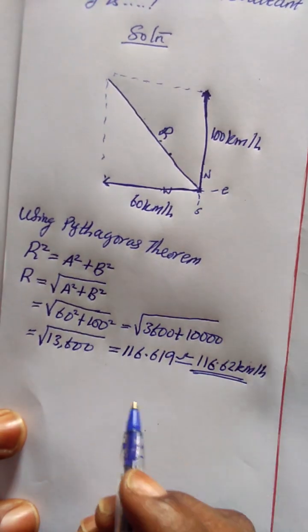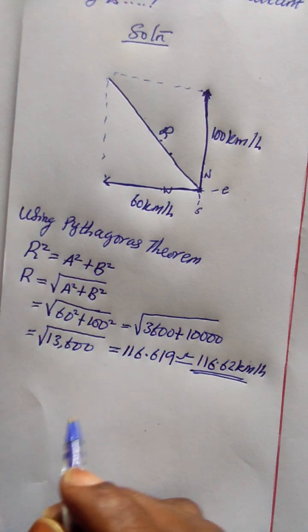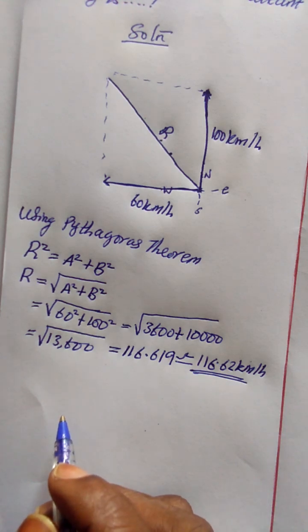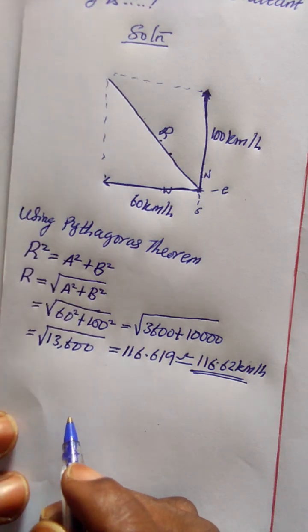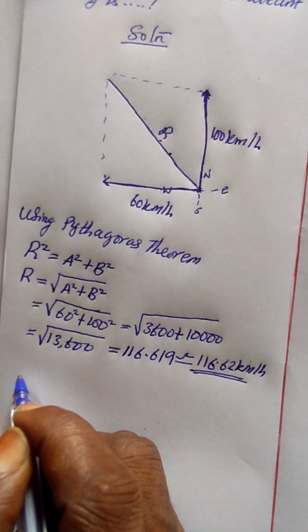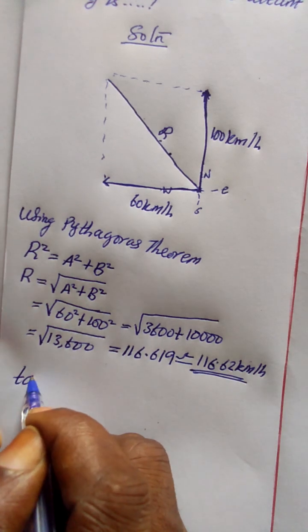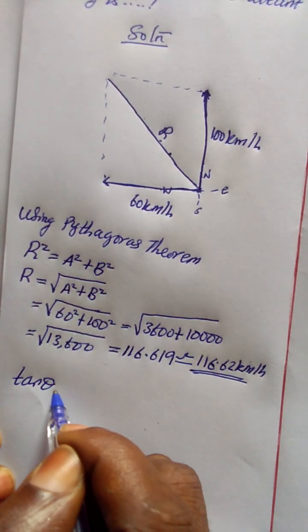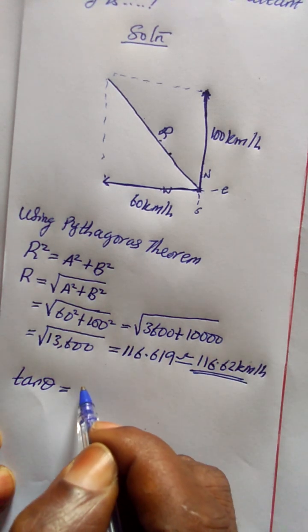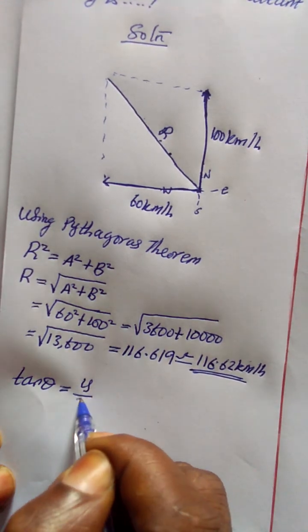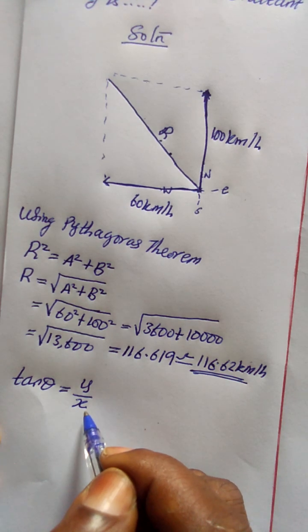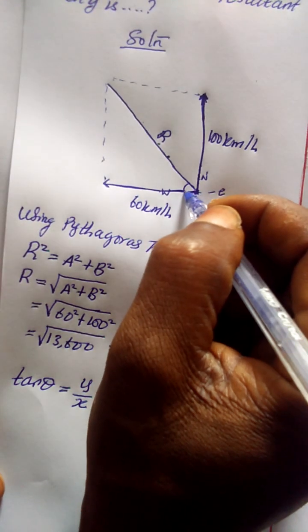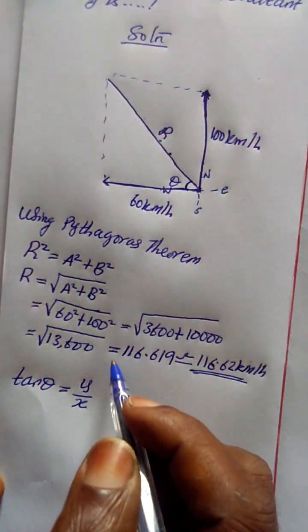To find the direction of this same vector, we use trigonometric ratio, in particular tan theta, where theta is the angle. Tan theta always equals y over x, that is opposite over adjacent. Here it's our opposite, the angle inclined to the horizontal.